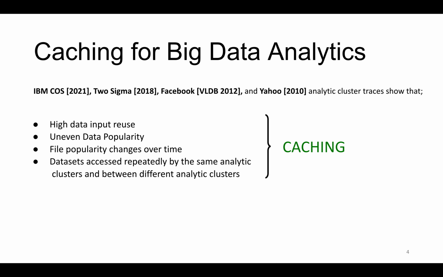For instance, the Two Sigma financial hedge fund trace shows that different jobs analyze the same datasets, and their data analytics people run their analytics on these datasets over and over again. Big data applications should take advantage of caching to speed up their runtime.